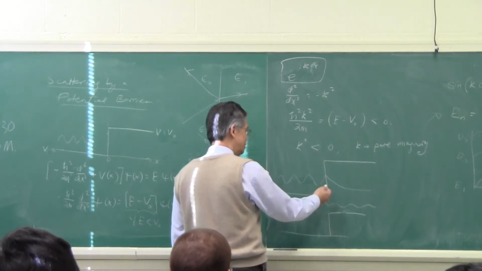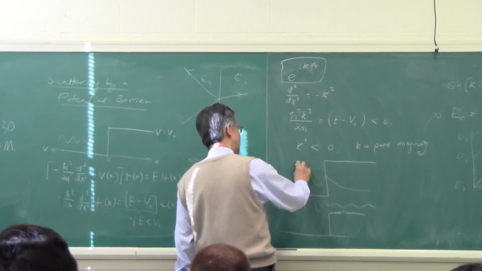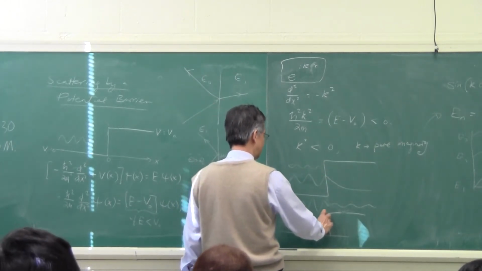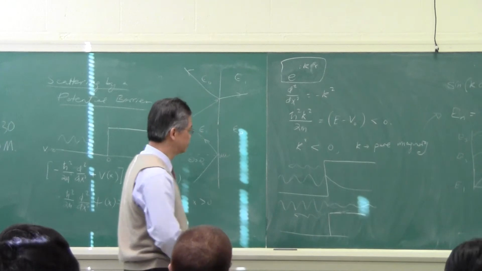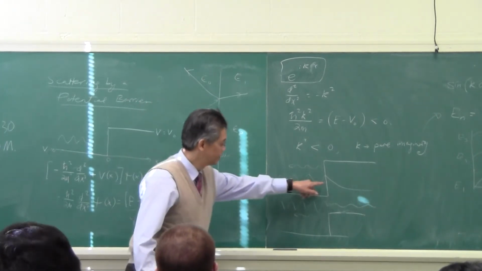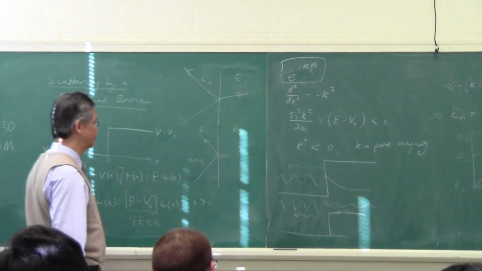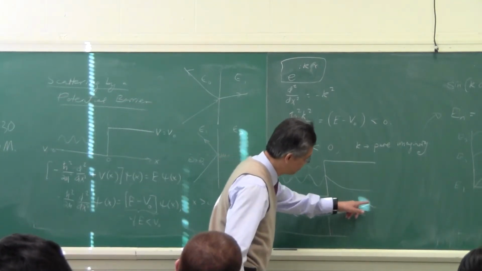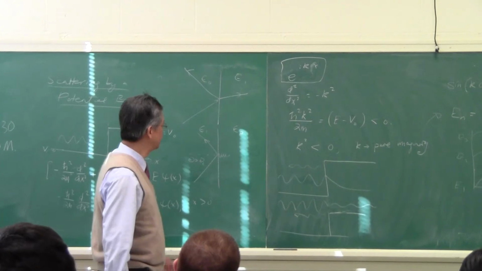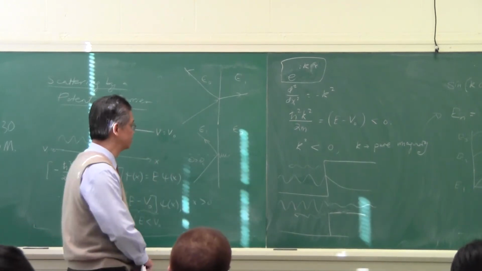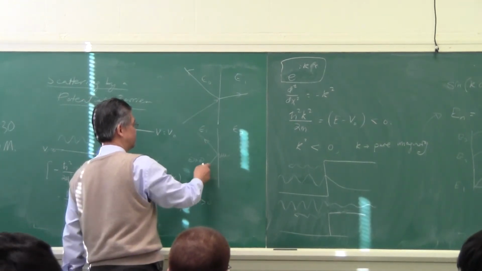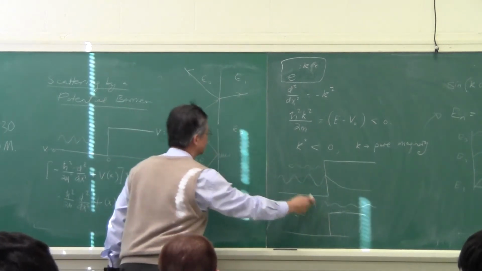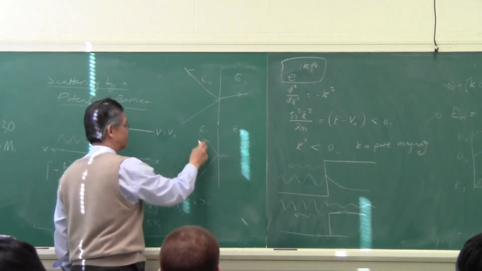And of course, with this picture, I should also have a reflected wave. There would be a penetrating wave with an evanescent nature. In this case, there will be a penetrating wave with an oscillatory nature, but in both cases, there will be a reflected wave, just like this picture over here. This case corresponds to that case, and there will be a reflected wave.